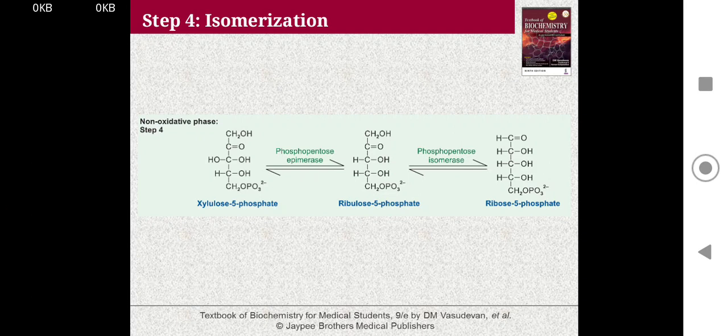Now step 4, it is isomerization. It is the non-oxidative stage. Here xylulose 5-phosphate is isomerized or epimerized from ribulose 5-phosphate. What is an epimer? One carbon change. At the third carbon, H and OH are epimerized. Now ribulose 5-phosphate is isomerized to ribose 5-phosphate.